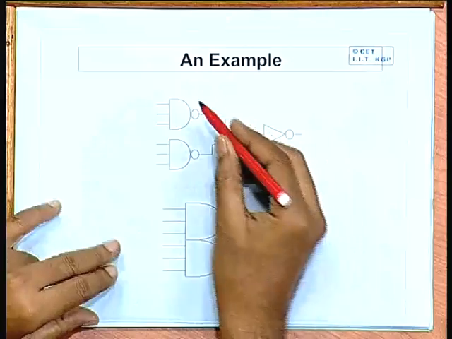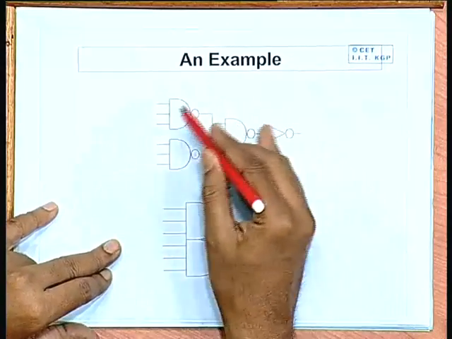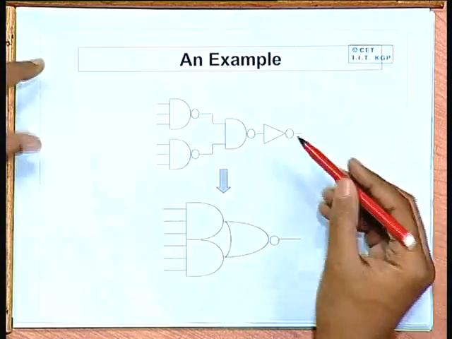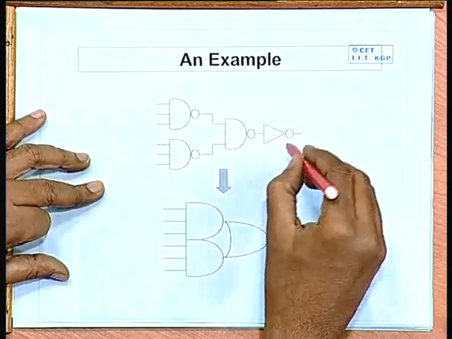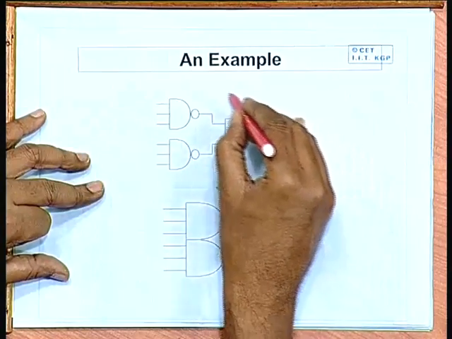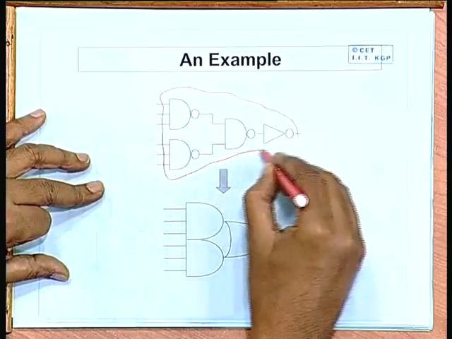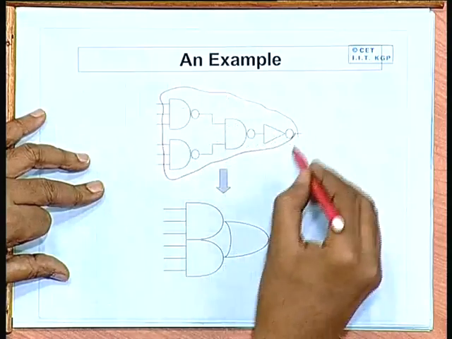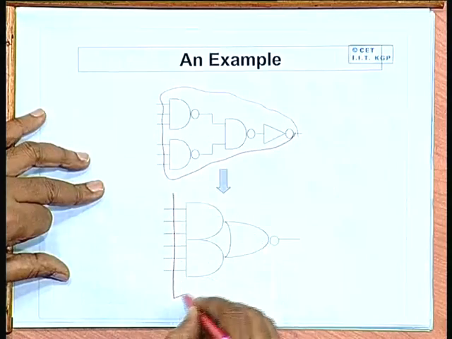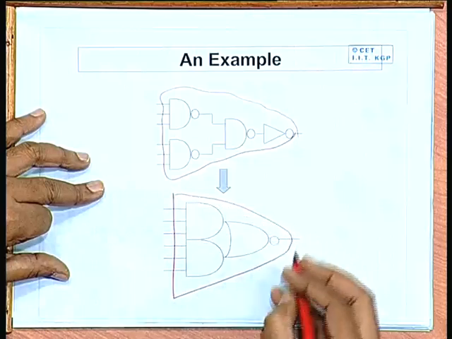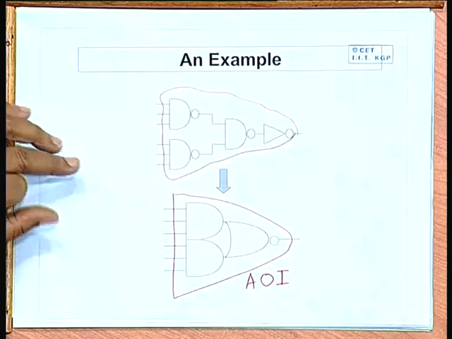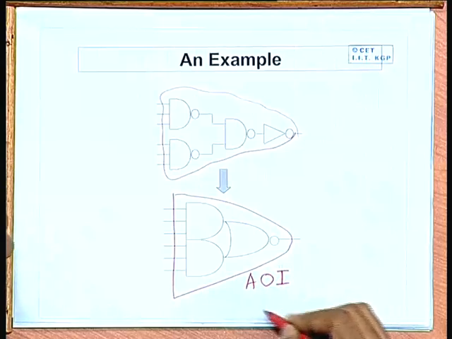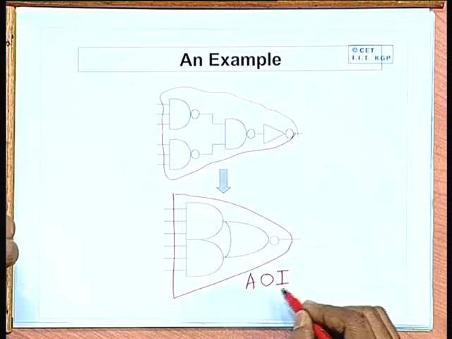Suppose you have obtained a sub-circuit like this as part of the bigger circuit. Now, you search the technology library and find out that if we have a sub-circuit like this, this is equivalent to a component. This is an AND-OR-invert gate. So, an AND-OR-invert gate is available as a component in the technology library.